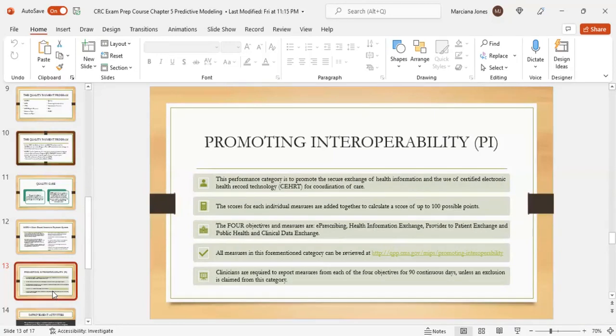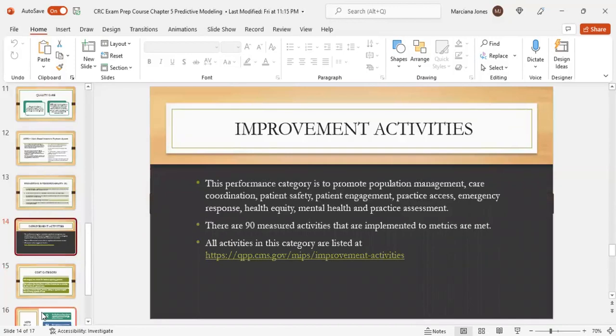Now, all measures in this aforementioned category, you can view at this website here through CMS. Clinicians are also required to report measures from each of the 4 objectives for 90 continuous days unless an exclusion is claimed from this category. Now, before we talk about improvement activities, there is a quality performance category as well. And that category is to assess the value of care to ensure patients get the right care at the right time. Write that down, quality performance category. And that's just to ensure that the patients get the right care at the right time.